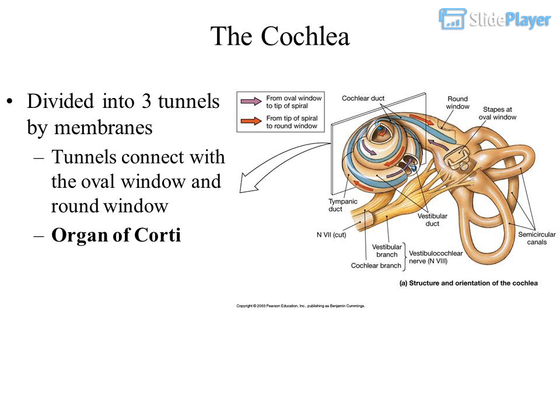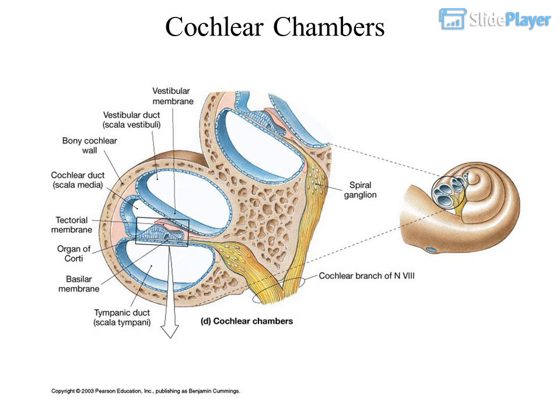The cochlea is divided into 3 tunnels by membranes. The tunnels connect with the oval window and round window. Organ of Corti. Cochlear chambers.